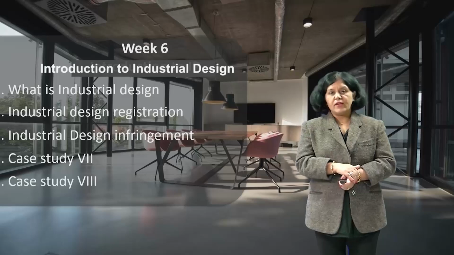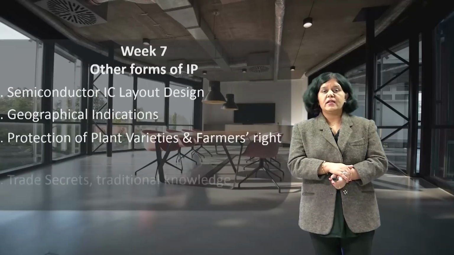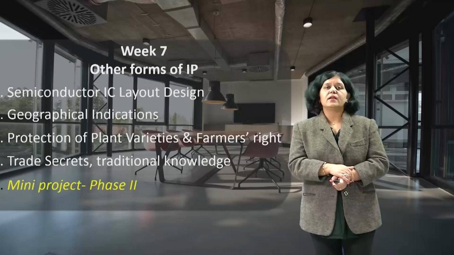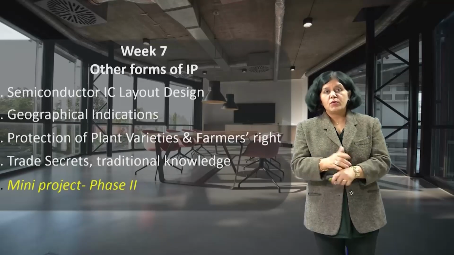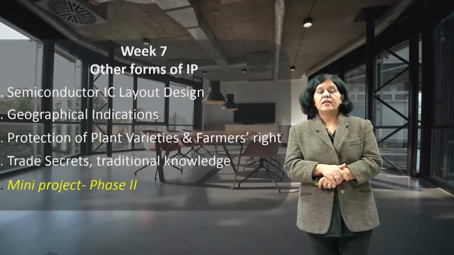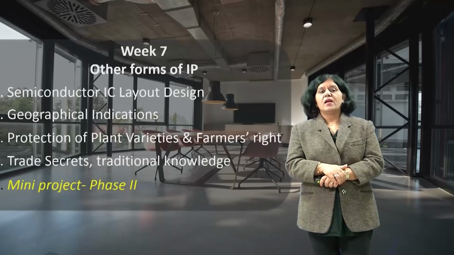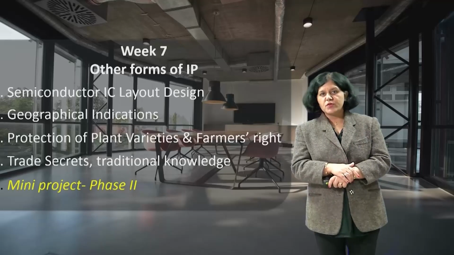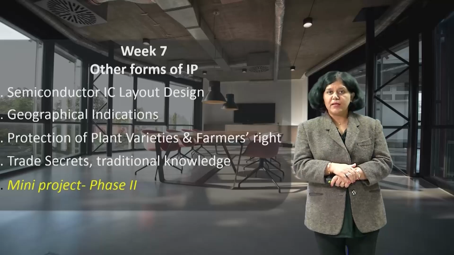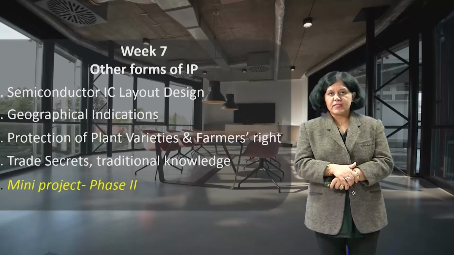Moving further to the week 7, here we are covering the other forms of IP, and that will cover semiconductor integrated circuit layout design, then geographical indication, protection of plant varieties, farmers right, trade secret and traditional knowledge, and then here we are covering the mini project phase 2. Here you will get the idea, now you have completed the project, how exactly you should submit that, or what is the procedure, what is the format, all these details we will discuss here.